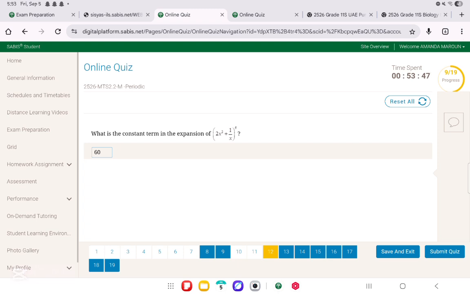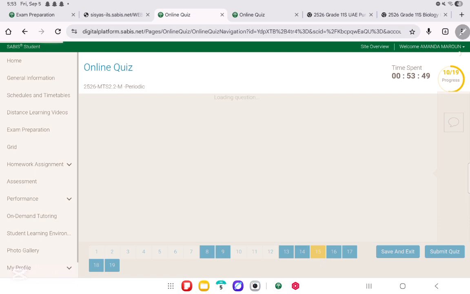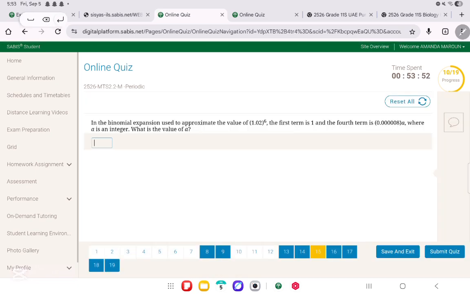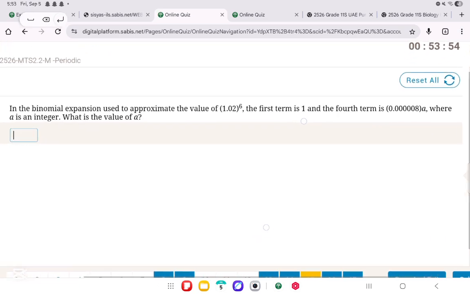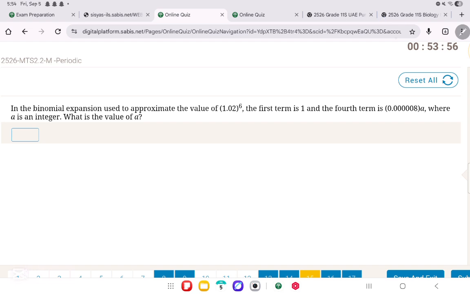Now, we don't have 13 and 14. We have 15, 16, and 17, and we are done with this quiz, okay? So, in the binomial expansion used to approximate the value of 1.02 to the power of 6, the first term is 1, and the fourth term is this, where a is an integer. What is the value of a?